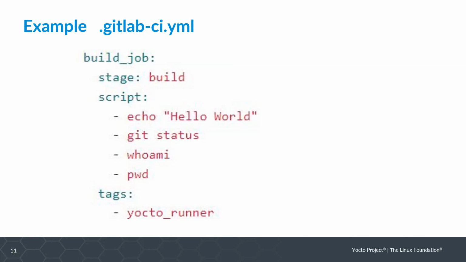GitLab runners. So I can have multiple Git repos that may share a runner, or I may have multiple runners for one repo. So if I have multiple runners, it will try to send the job to one runner, but if that runner's busy, it will send it to another. So the tags are just basically a way to connect the runners with the jobs.